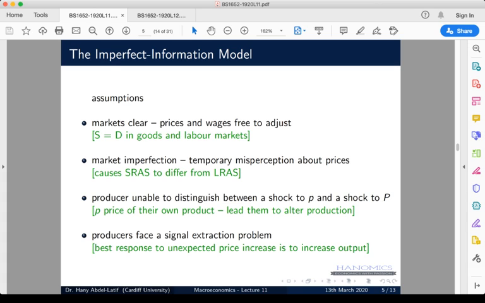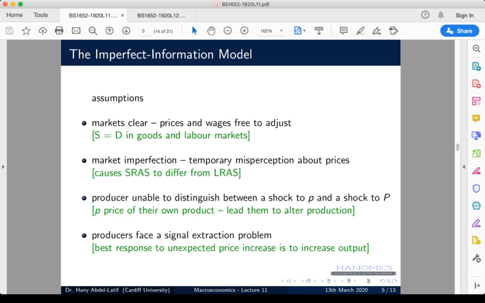But because of market imperfection, there's some kind of temporary misperception about prices that causes the short-run aggregate supply curve to look different from the long-run aggregate supply curve. That was mainly because producers are unable to distinguish between a shock to their own prices, the prices of their goods, and a shock to the overall price level. We said this is a signal extraction problem, where the best response to an unexpected price increase is just to increase output, regardless of why that was the case.